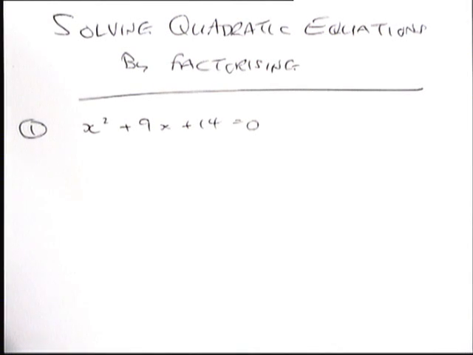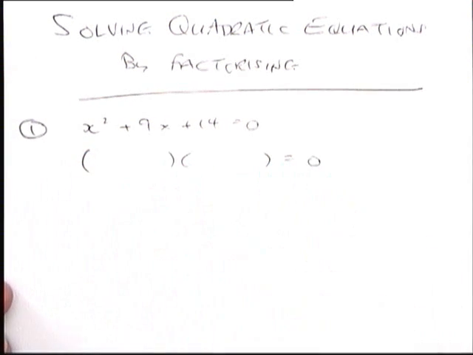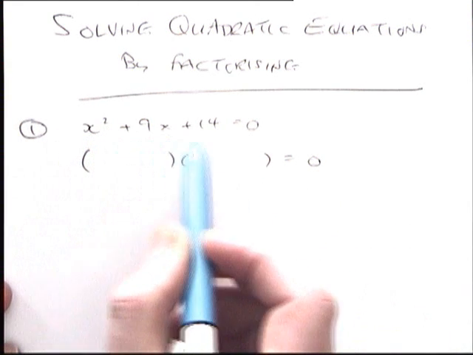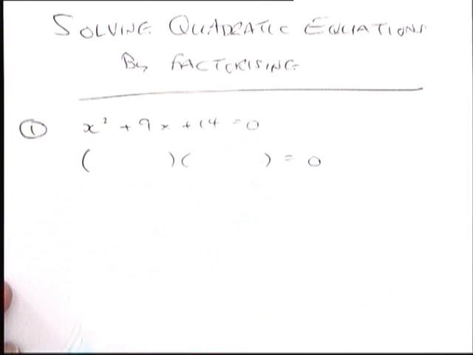In this video we're going to look at solving quadratic equations by factorising. There are several methods of solving quadratic equations and we're going to restrict ourselves to factorising, which is when you try and put the quadratic equation into brackets. So here we've got x squared plus 9x plus 14 equals 0. We're going to try and put that into brackets.